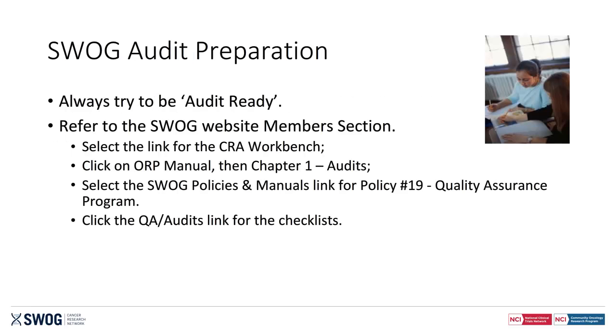In an ideal world, you should always be ready for an audit. Granted, that may not be possible every day, but attempt to do so. As a starting point, you can refer to the SWOG Workbench link. Select the ORP Manual, Chapter 1, Audits. Then select the Policies and Manuals link, reviewing policy number 19 on the Quality Assurance Program, and finally the QA/Audits link for the checklist. Keep these documents handy at all times, and be sure each protocol, each patient chart, and each regulatory memo is properly documented.